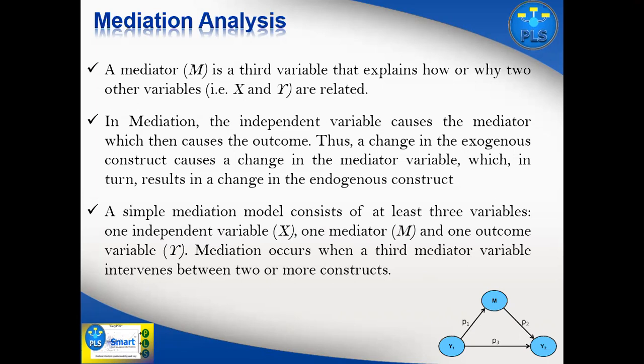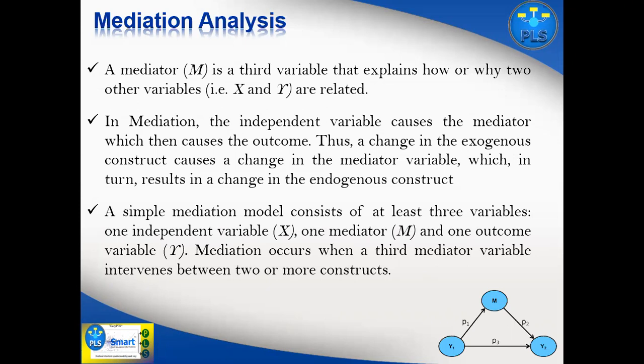That means if you look at the figure below, X is your IV, M is your mediator, and Y is your DV. So we are saying a change in X causes a change in M, and a change in M causes a change in Y. Okay, Y2. A change in Y1 causes a change in M, and a change in M causes a change in Y2. That is what this paragraph is talking about.